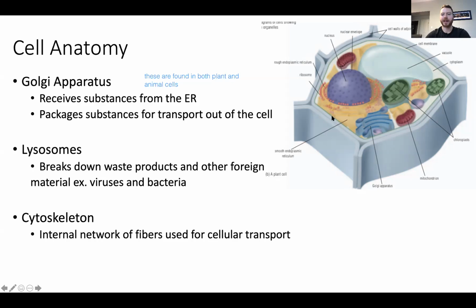Next, we have the cytoskeleton. The cytoskeleton is kind of like a scaffolding for the cell, or like telephone lines. This is an internal network of fibers that is used for cellular transport. So if we need to get a vesicle from one side of the cell to another, they use the cytoskeleton to transport even the vesicles that were created by the Golgi apparatus.